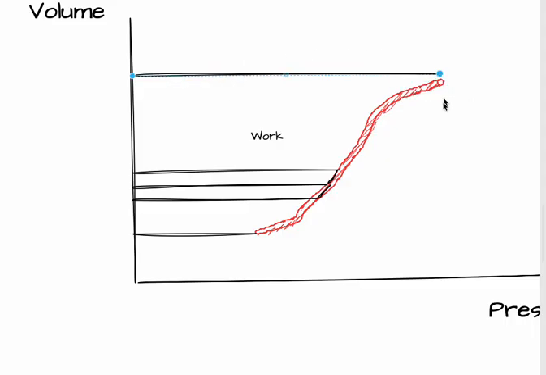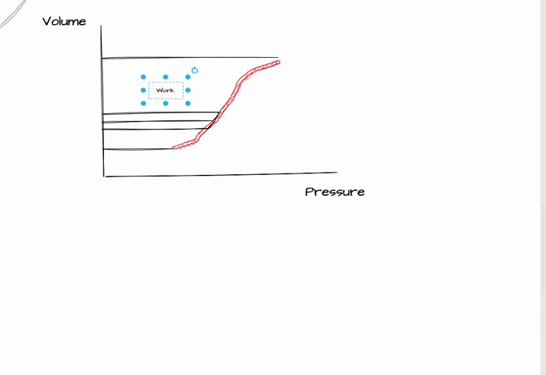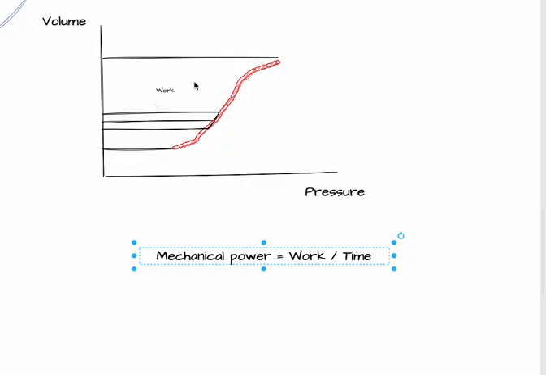That will be equal to the work of the ventilator that pushed air to increase lung volume from initial volume to final volume. If we now divide it by the time during which it was done, so as we remember, power is work divided by time. So if we divide this area by the time during which it was done, the inspiration time, we will get the mechanical power of the ventilator.